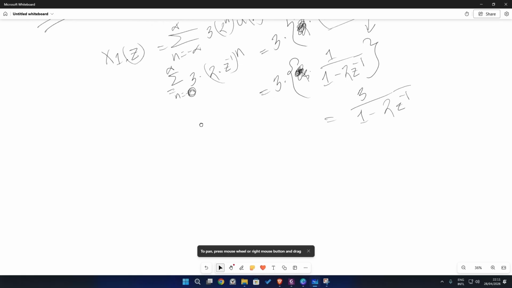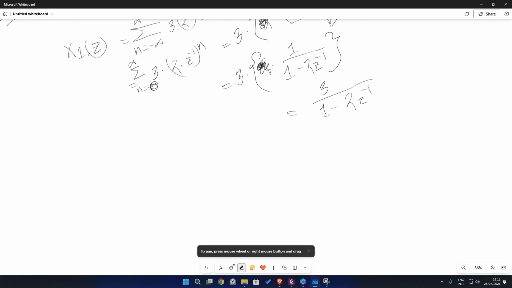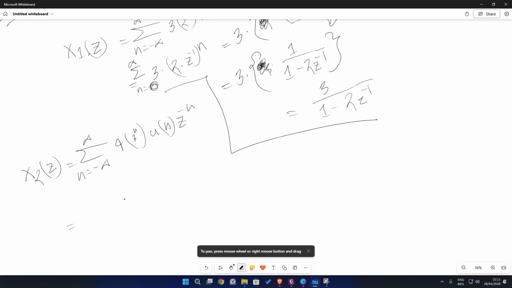Now moving on to the next part, x of z, summation n equal to minus infinity to infinity 4 into 3 to the power n u n z to the power minus n. So I can directly write it as n equal to 0 to infinity 4 into 3 z inverse 1 to the power n. So if we skip some steps, we can directly write it as 4 by 1 minus the common part 3z inverse 1.